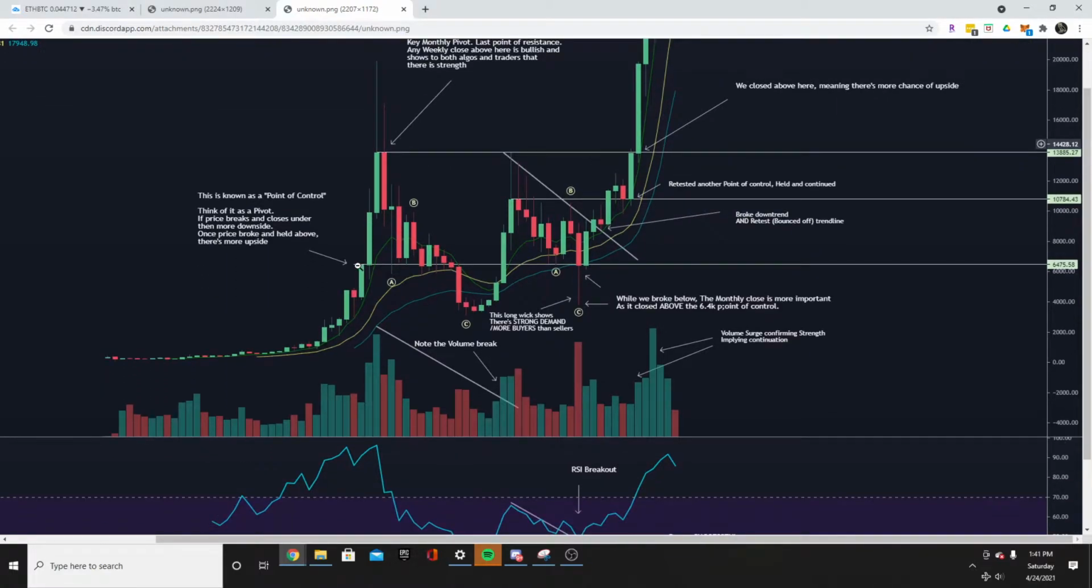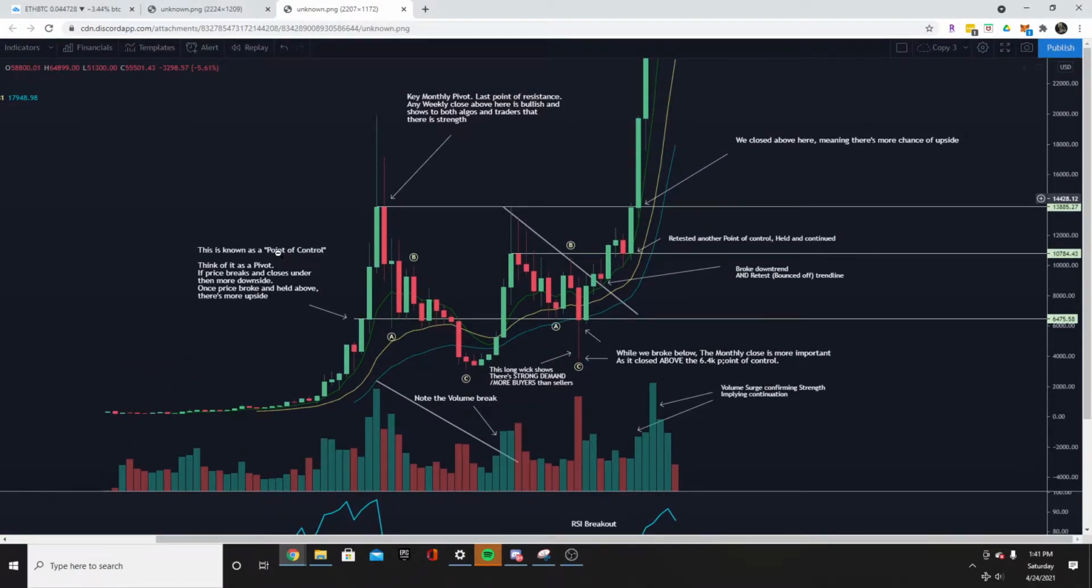And then down here is our lower pivot. Anytime I say pivot, you can also think of it as a point of control. If price breaks above, then it's more upside. If price breaks below, there's more downside.